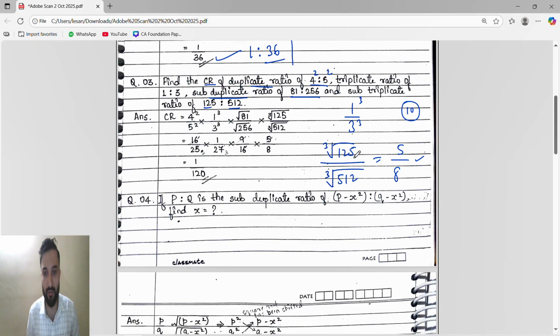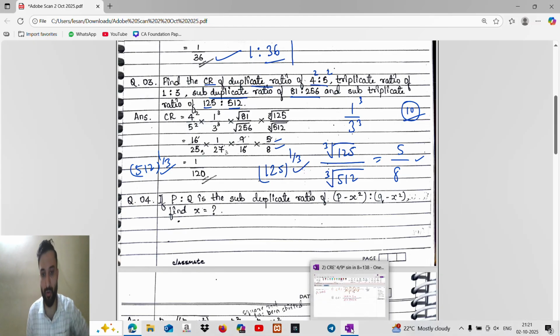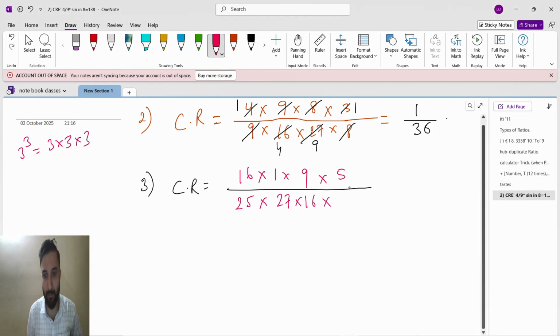Otherwise, you have to write 125 power 1/3 and 512 power 1/3, and again use calculator tricks to find the answer. So it will be a lengthy process. If you know the cubes till 10, it will be easy to solve here. So the cube root of 125 is 5, the cube root of 512 is 8. So it will become 5 by 8.